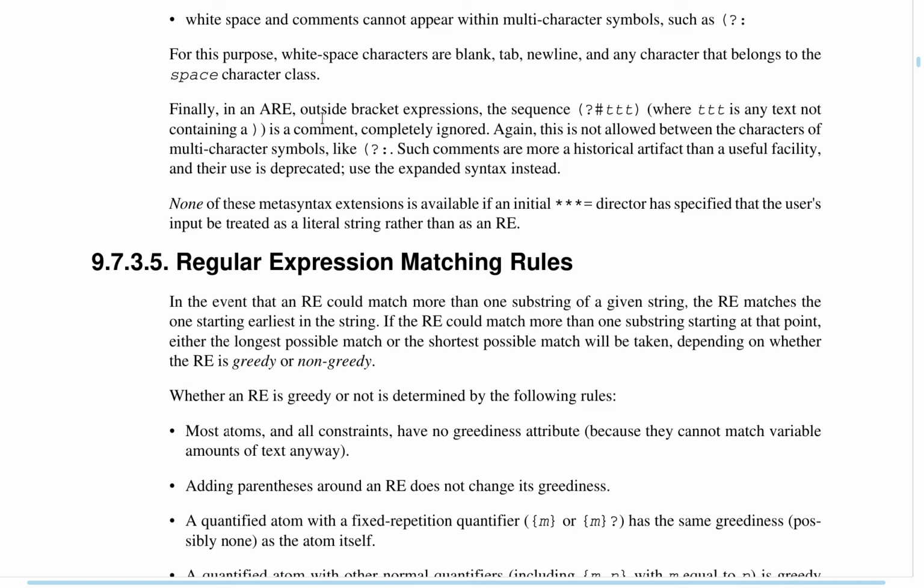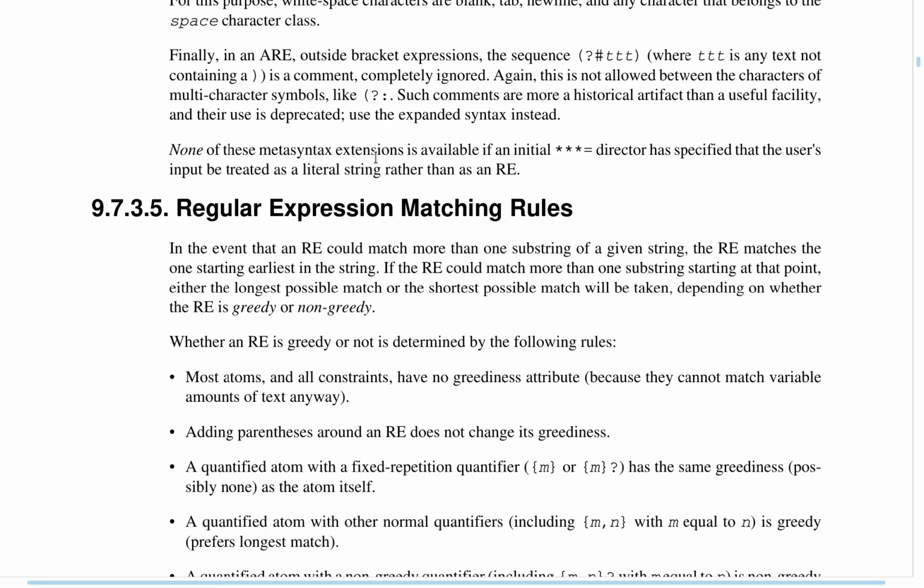Finally, in an ARE outside bracket expressions, a sequence (?#ttt), where ttt is any text not containing a right parenthesis, is a comment, completely ignored. Again, this is not allowed between the characters of multi-character symbols like (?:. Such comments are more a historical artifact than a useful facility, and their use is deprecated. Use the expanded syntax instead.